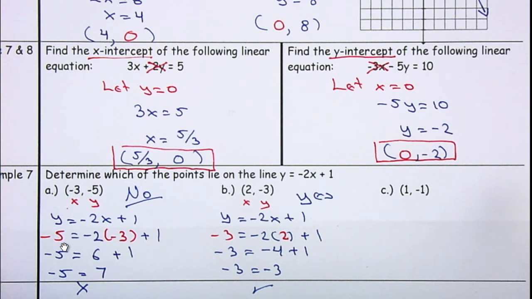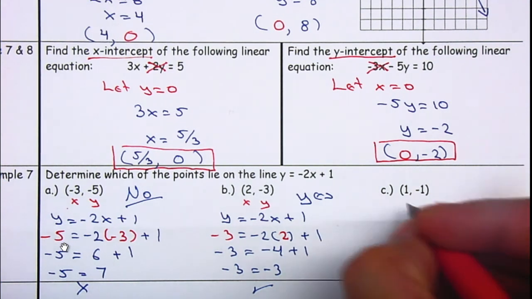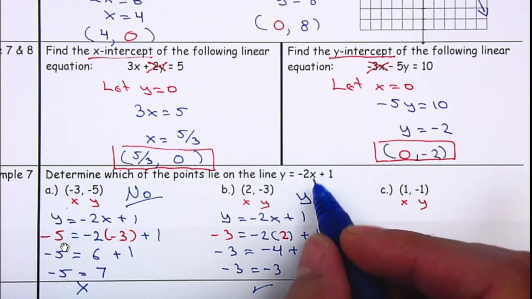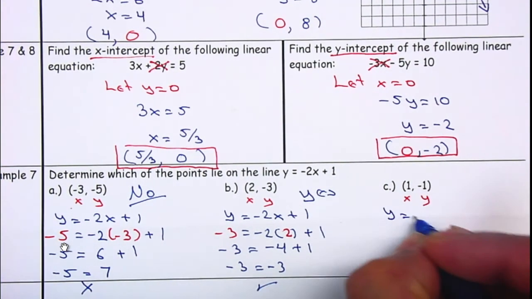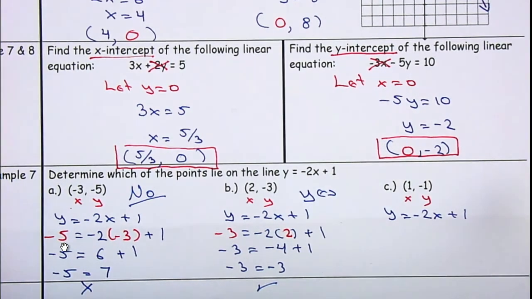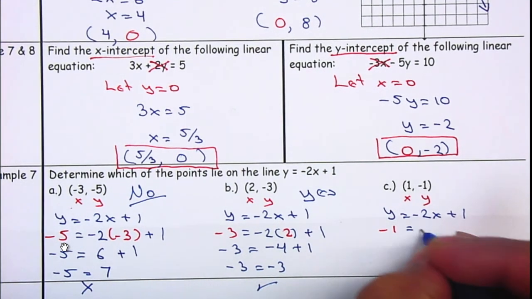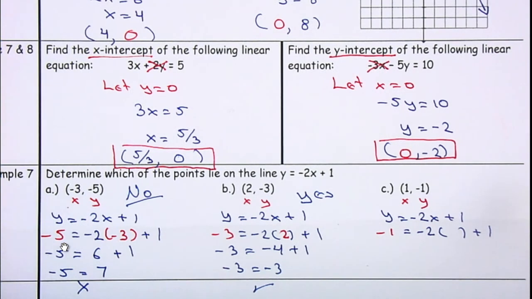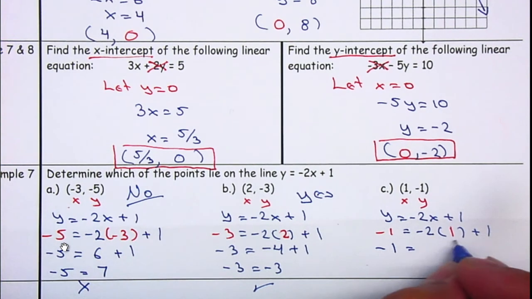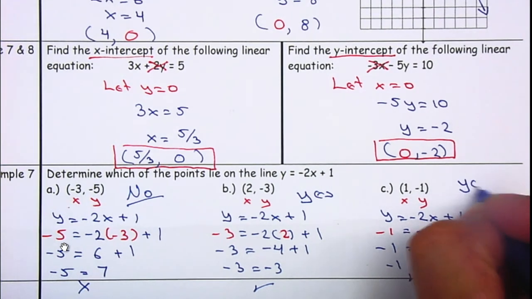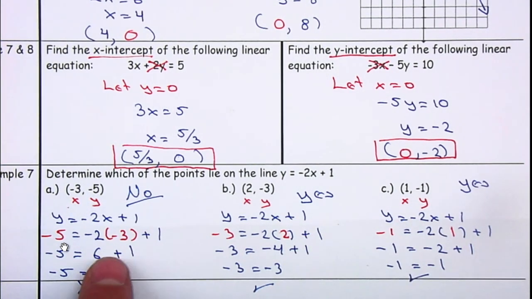And the last one. Try the last one, see what you get. Go ahead and pause it. For letter C, we have x and y. We want to find out if this point is located on the line. Y is equal to negative 2x plus 1. I'm going to substitute the values of x and y. So it'll be negative 1 is equal to negative 2. Instead of the x, I'm going to plug in 1. So I'm going to bring down the negative 1. Simplify this. Negative 2 plus 1. Negative 1 equal to negative 1. Yes. So these 2 points are on the line. This one's not on the line.